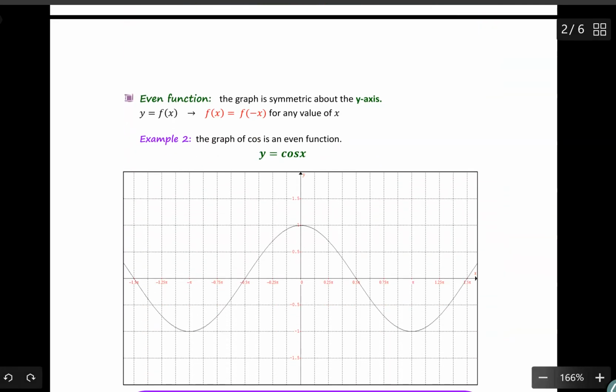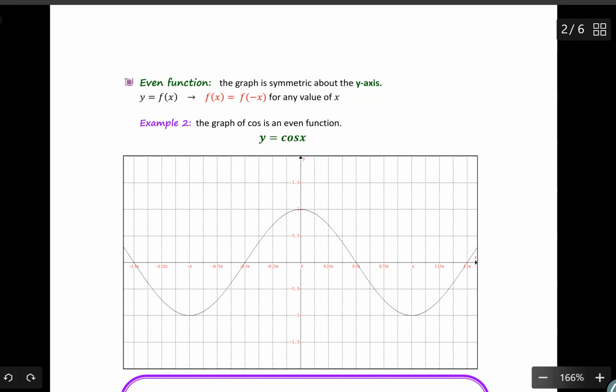For the even function, the definition said that the graph is symmetric about the y-axis. This is quite obvious for us to recognize. So I'm going to highlight this portion of the graph y equals cos x. I would like you to note that this part right here is exactly equal to the other part. So they are exactly equal to each other through the y-axis.